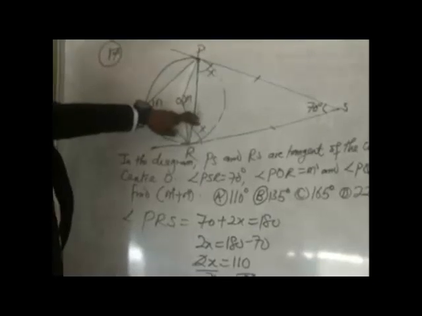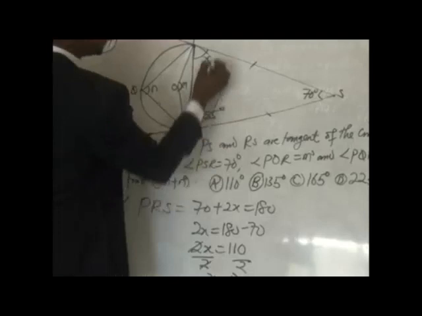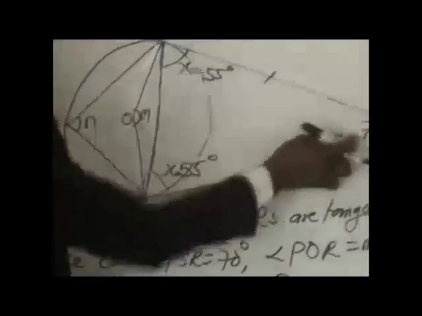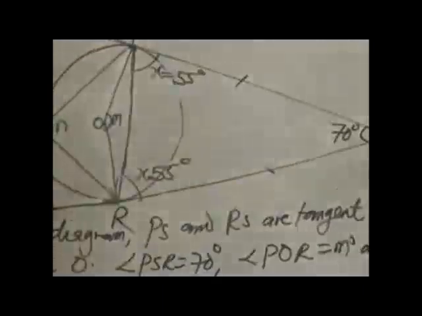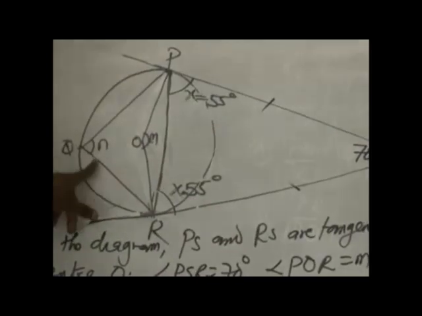The value of x is what? It is 55. So here it becomes 55, here also becomes 55. So 55 plus 55 plus 70 gives 180. Now, I said the angle between the corner and the chord is also equal to the opposite interior angle, which is this place. So what we do, n is equal to 55. Are you getting it now? That means angle PRS is equal to angle PQR.